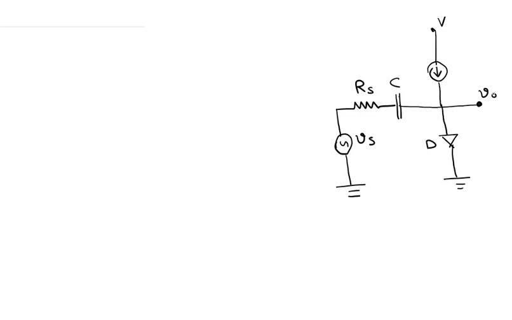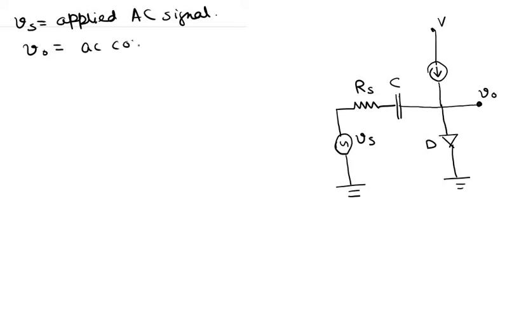So V0 is basically the AC voltage actually. Not exactly the AC voltage, but let us say the AC component of the total voltage. So let me write it here. Vs is the applied AC signal, V0 is the AC component of the output voltage.